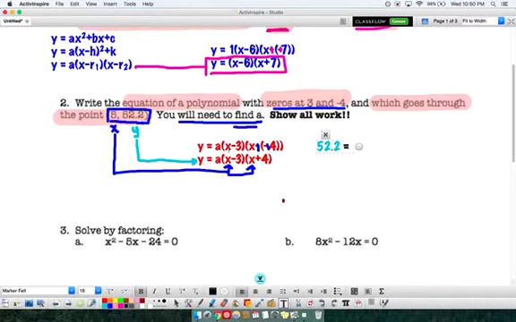Equals a. Do I know a? Nope, I don't know a. I'm finding a. A times x. Oh, what am I replacing x with? I'm going to follow back my arrows. I'm replacing x with 5.